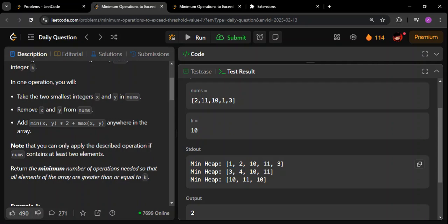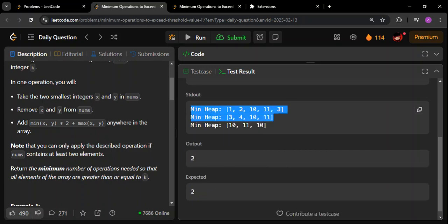In the next step, since not all the elements are greater than or equal to 10, we go to the next step. So 3 and 4 will now be used in this calculation. It will be 2 times 3 plus 4, which is 6 plus 4, which is 10. So we'll have two 10 values now. Again, this is not sorted, but the smallest value is in the 0th place. At this point, all the elements are greater than or equal to 10. So we only needed two operations. That's why the answer is going to be 2.